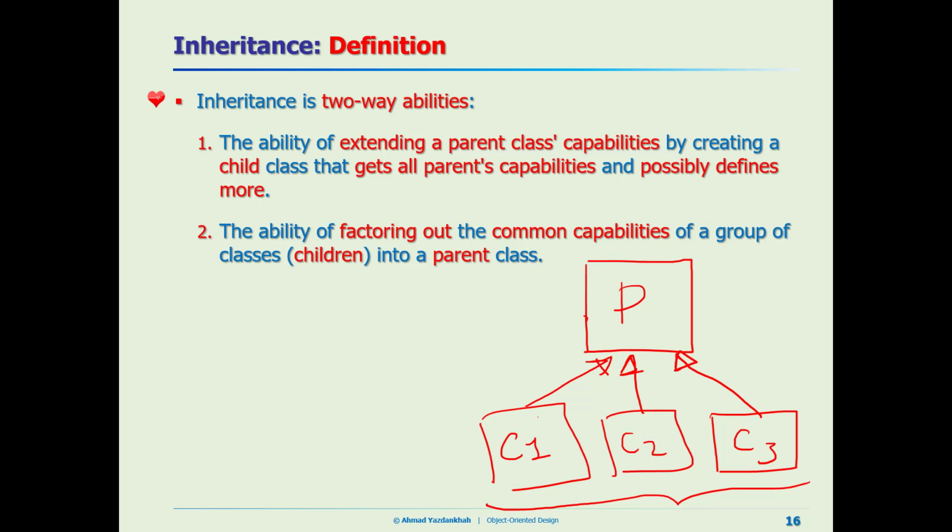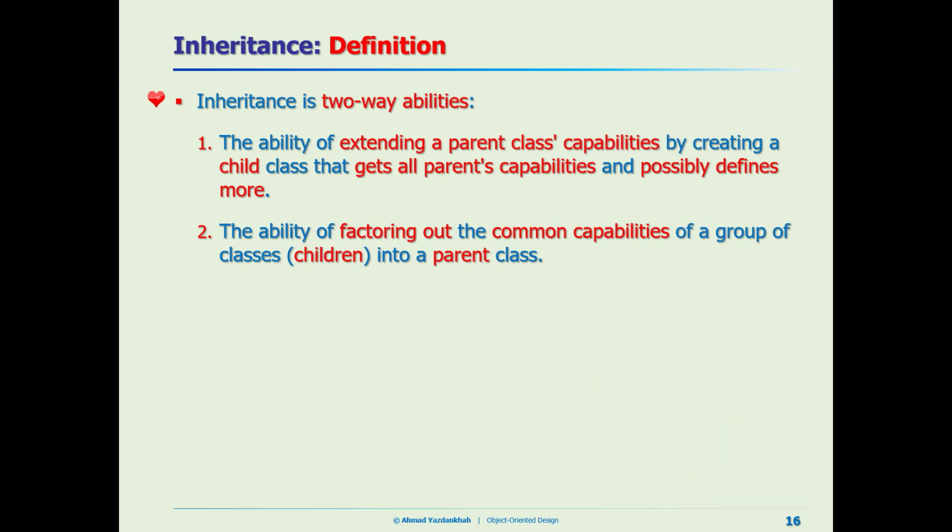In this way, we can save some code if there are some common things here. All of them are using the same method. We factor them out and we put it in one place. If they need to be changed, at least we change it in one place. So this is the second ability that inheritance in object oriented programming gives to us.